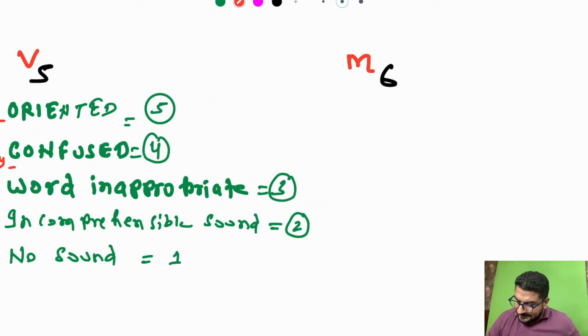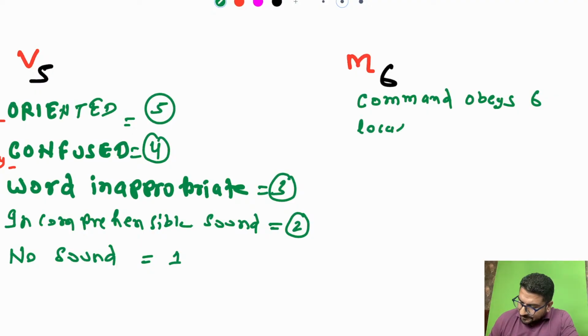For the motor component, you can remember it in a different way. Suppose you tell the patient to raise the left hand, and he raises it, so he is obeying your command. If the patient is obeying commands, we give a score of 6. Here we start from 6. Then, he is reaching to where he has pain, so he is localizing to pain. When he is localizing to pain, we give a score of 5. He is having a withdrawal reflex to pain, or he is withdrawing to pain.